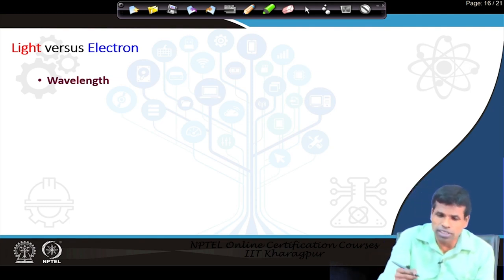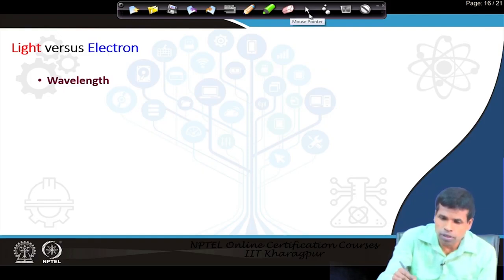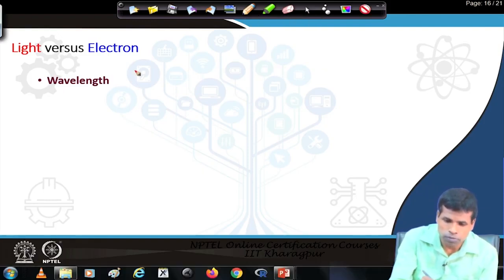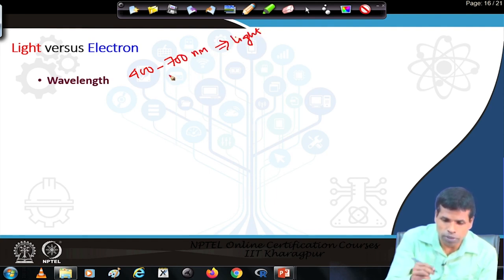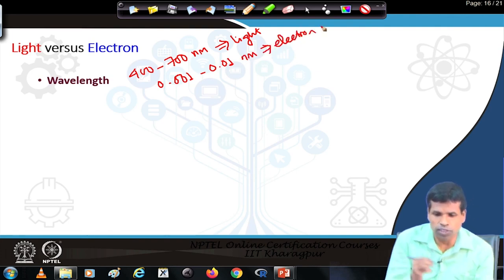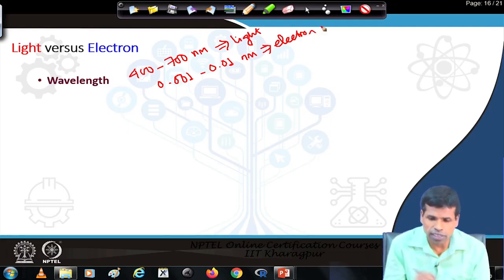The wavelength of light is around 400 to 700 nanometer, but for electrons it can be 0.001 to 0.01 nanometer. This is electrons. As you see, there is a large difference in the wavelength, and therefore our resolution will be much higher with electrons.